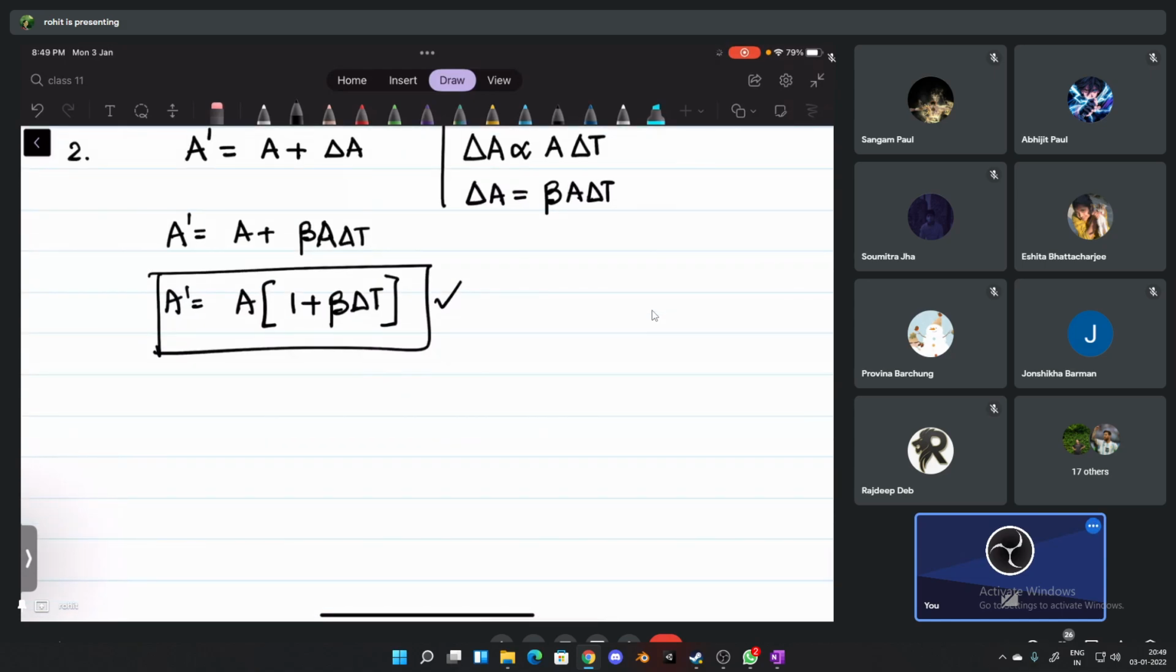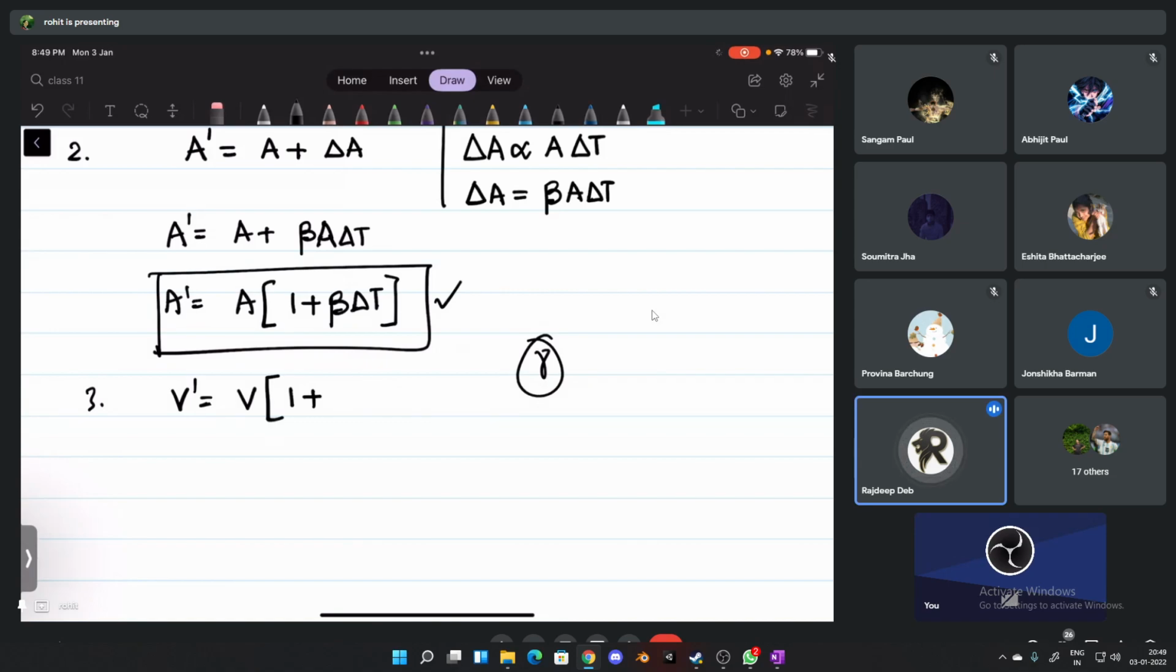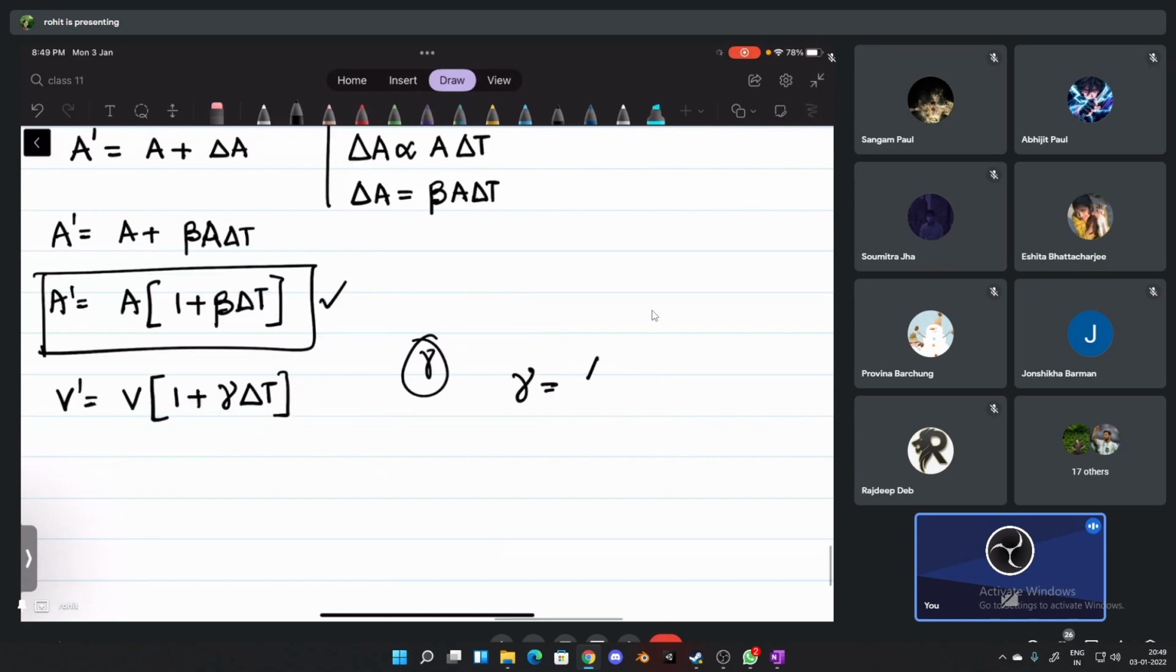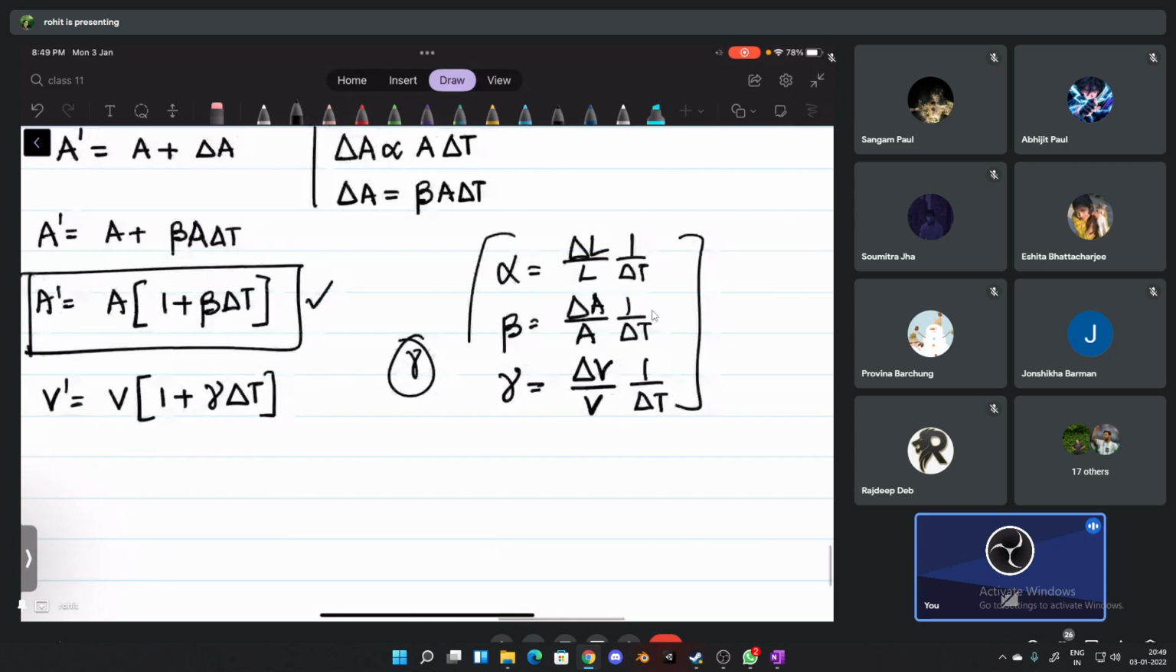Then tell me, guys, last one, coefficient of volumetric expansion, gamma, right? So how to use this? Let me write directly now. New volume V dash will be equal to initial volume times (1 plus gamma delta T). What will be the definition of gamma? It is nothing but change of volume per unit original volume per degree change in temperature. And what is beta? Change in area per unit original area per degree change in temperature. And alpha, obviously you know, is change in length per unit original length per degree change in temperature. So all of them, what do you think? They have different units or same units?